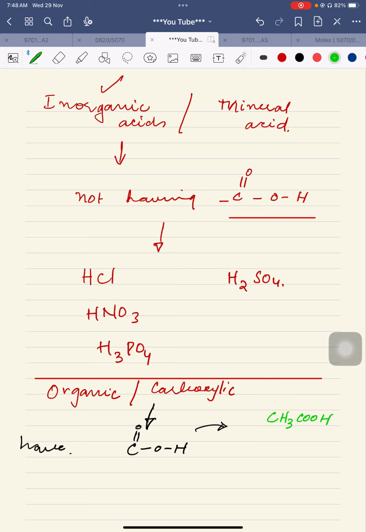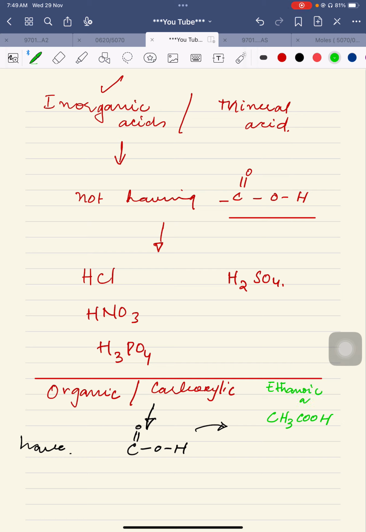CH3COOH. I have just told you on the previous page that C double bond OOH and COOH are the same thing. We must recall the concept of bonding: each carbon atom always makes four covalent bonds, each hydrogen atom makes a single covalent bond, and the oxygen atom makes two covalent bonds. So this is how we write ethanoic acid.